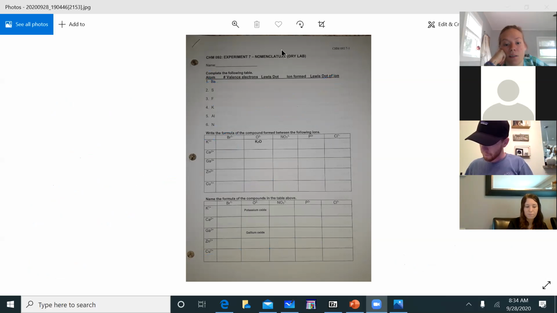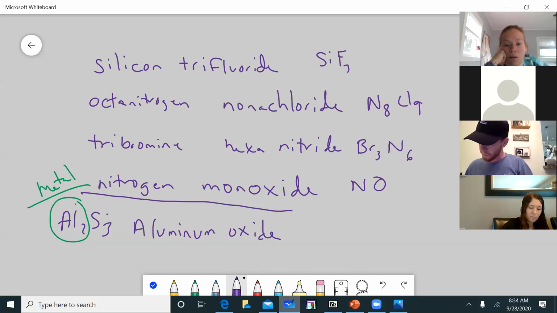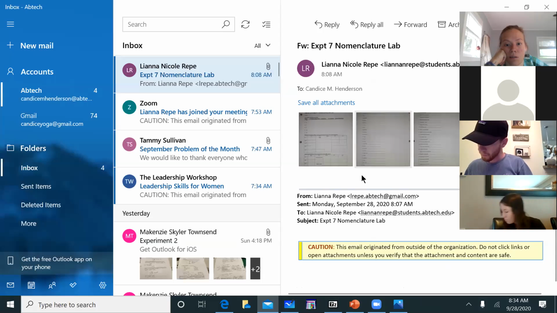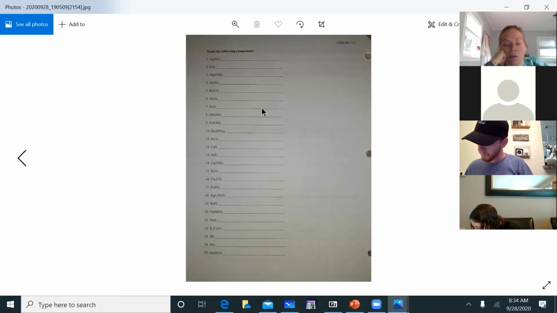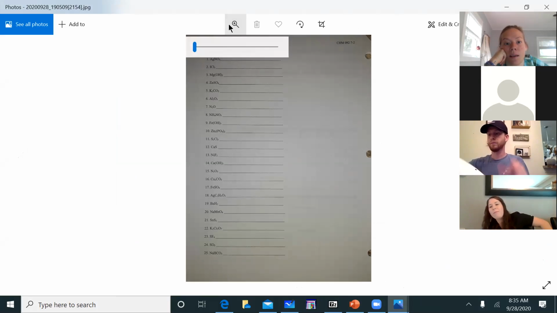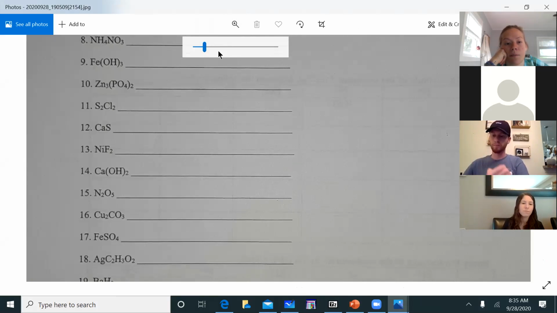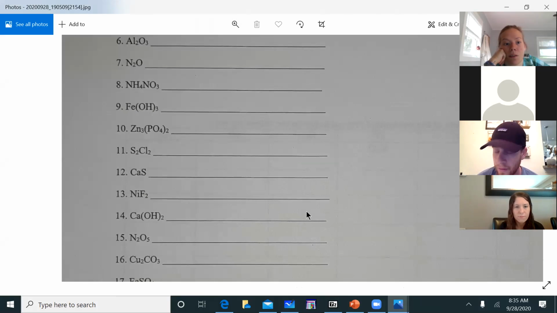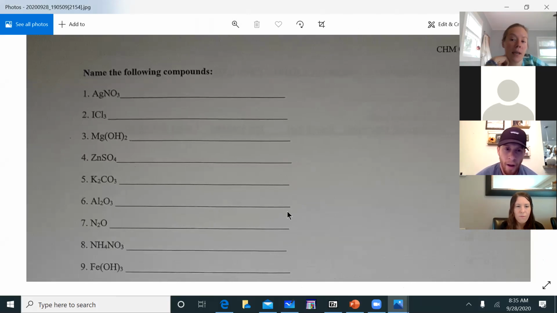The next page, what we've got here, this is a big, fun, long list of formulas, and you need to give me the names. So how I want you, like in your group, to go about these, it's up to you, but you can work on a couple by yourself and then come back together. You can work on each one together.